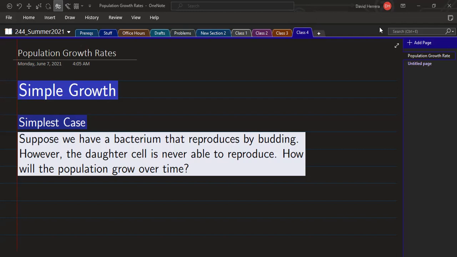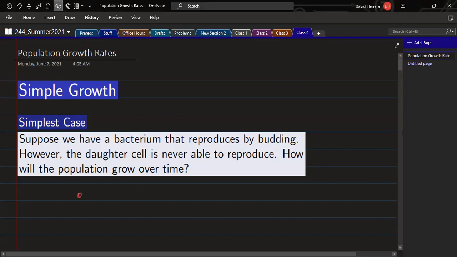We're going to start off with the setting where we have a single bacterium and it's going to reproduce by budding. And this setting, the way I cooked up the problem, is that every daughter cell won't be able to reproduce. So what's going to happen is that the initial bacteria is going to produce all the offspring. So just drawing a picture of that, you start with a single bacteria like this. Then it's going on with its life. And every one of these arrows is a single time step.